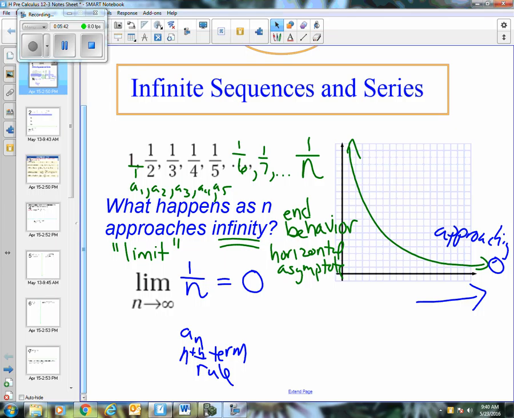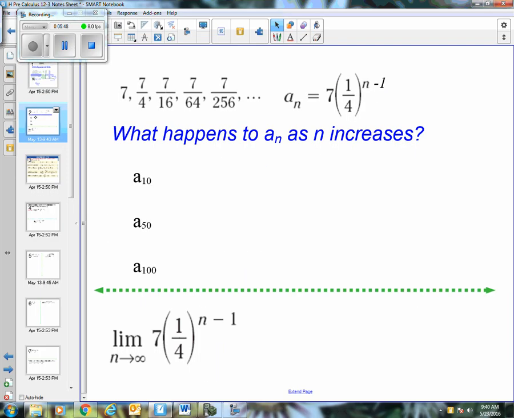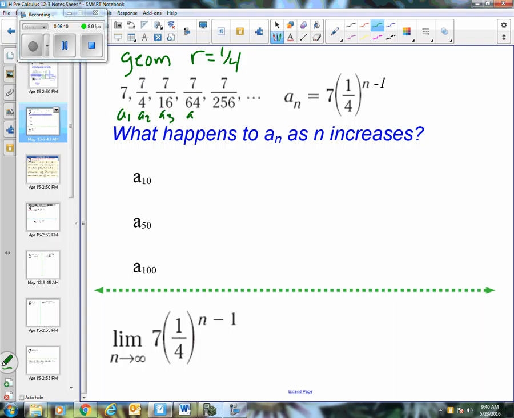Let's go back and do a limit for something that we're familiar with, though, so we can compare that to things we already know, and those are the kinds of limit statements we're going to be doing today. So I want you to take a look at this sequence of numbers. I have 7, 7 fourths, 7 sixteenths, and so on. This sequence is actually geometric, so we've talked about ones like this before. And it's geometric with a ratio of 1/4. So those terms are getting smaller. It's decreasing. So a_1, a_2, a_3, a_4, a_5, these terms are getting smaller and smaller.